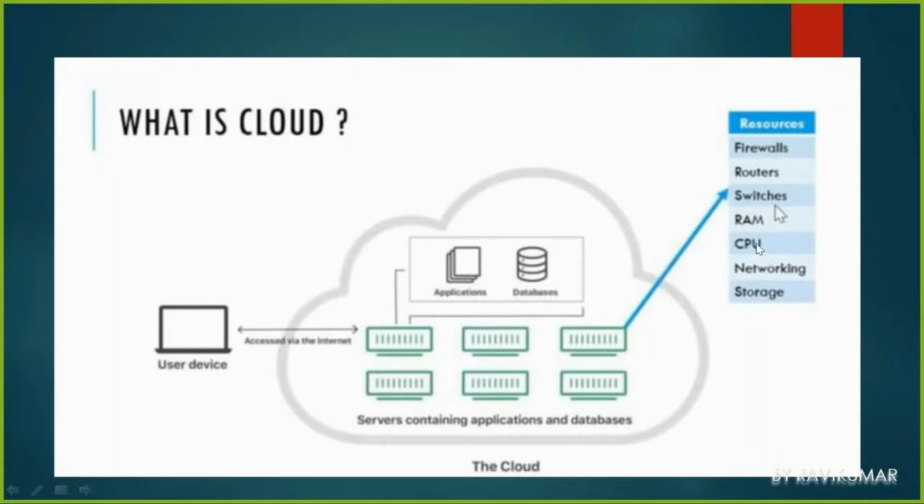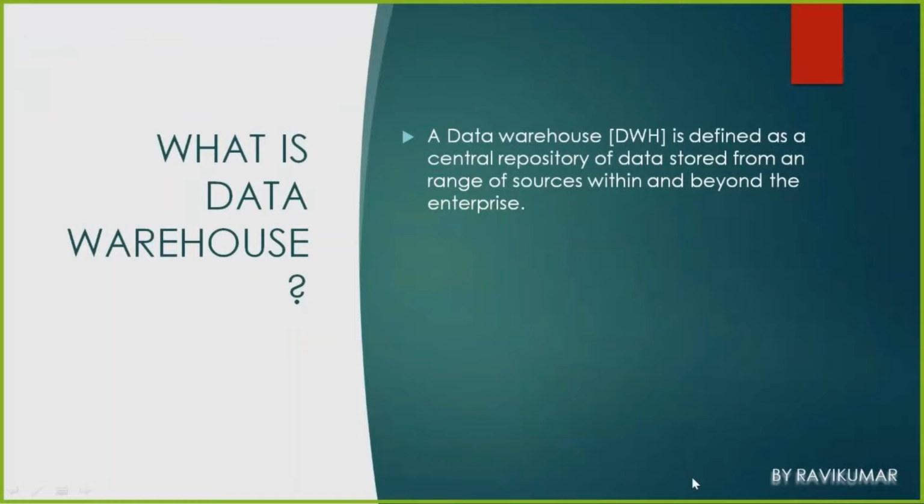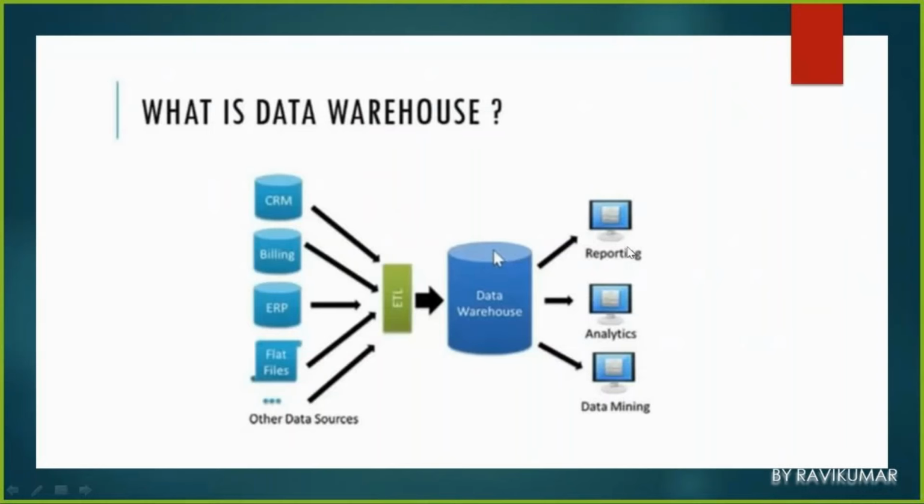In our data warehouse, what resources do you need? RAM, CPU, and storage. RAM and CPU are called computing power, whereas storage is called permanent storage. Clear? Now the cloud refers to the servers that are accessed over the internet and the software and databases that run on those servers. A data warehouse is defined as a centralized repository of data stored from a range of sources within and beyond the enterprise. I showed all this in detail already.